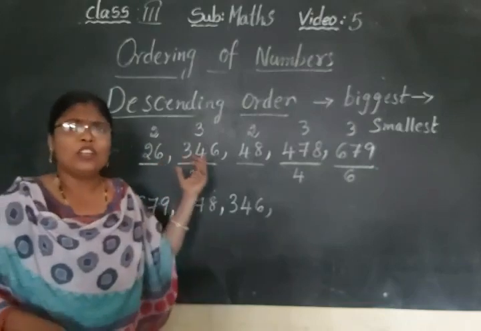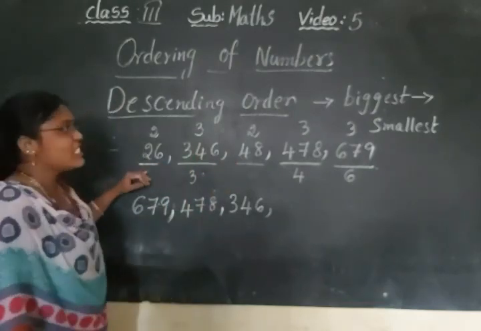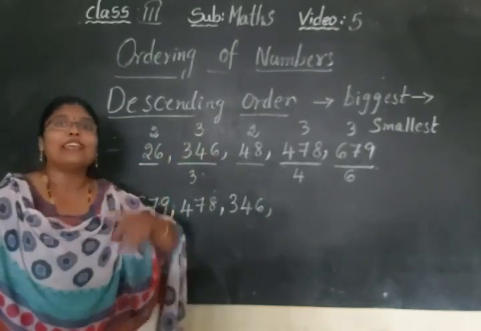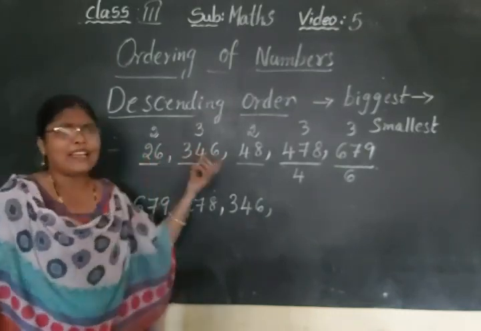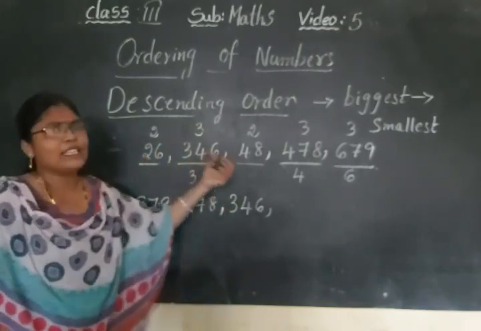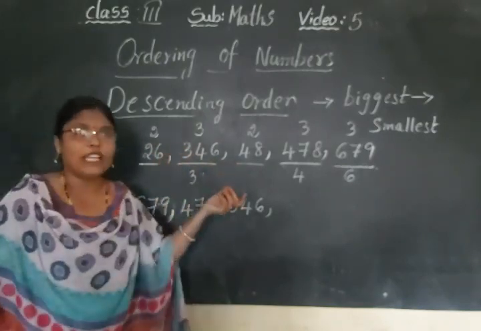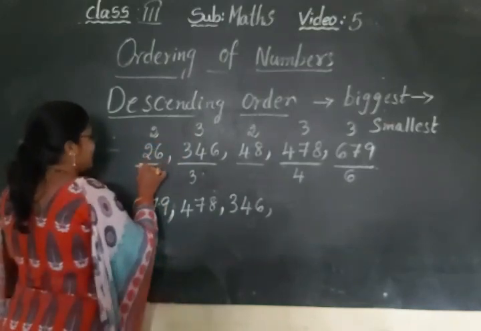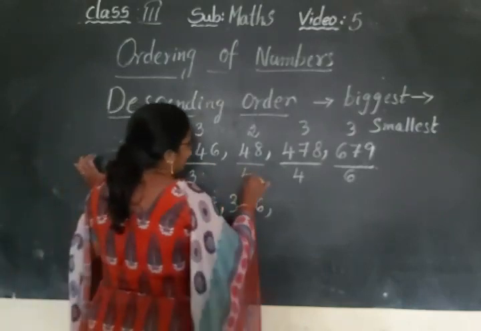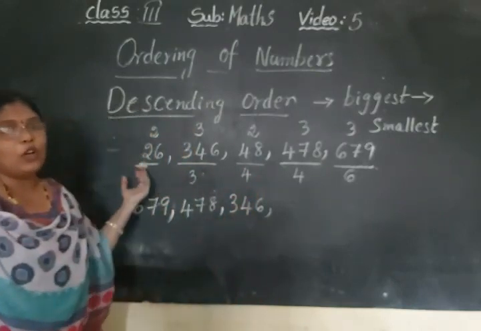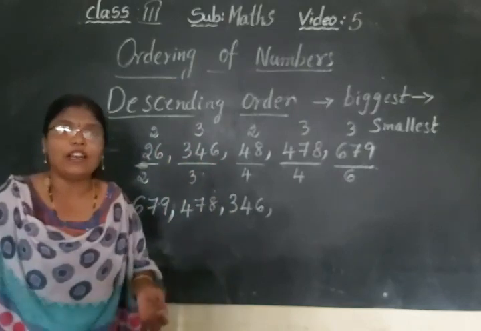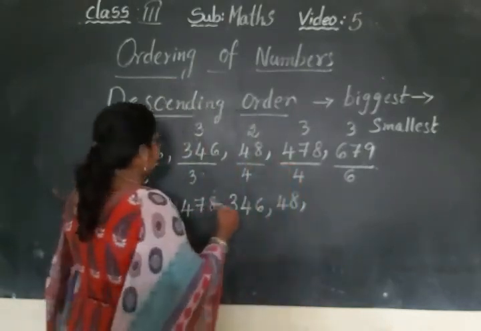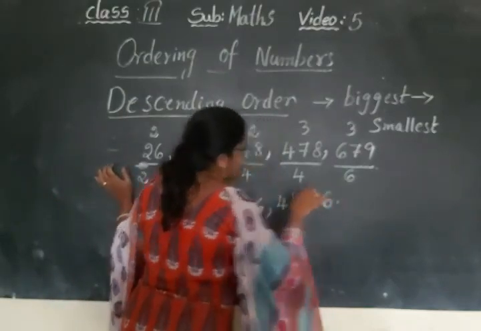Now what do you have to write? The 2 digit numbers. How many 2 digit numbers do we have? 2. So among these two, which is the biggest one? Either 26 or 48. You have to check the first digit. Here we have 2 and 4. Among 2 or 4, which is the bigger one? 4. So it is 48. And the smallest is 26.